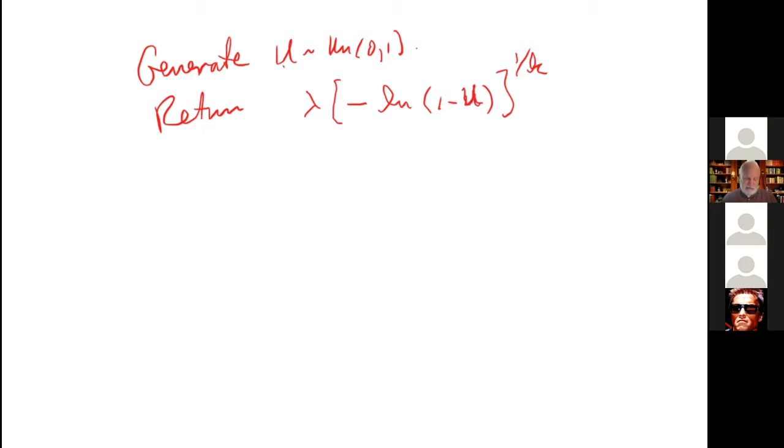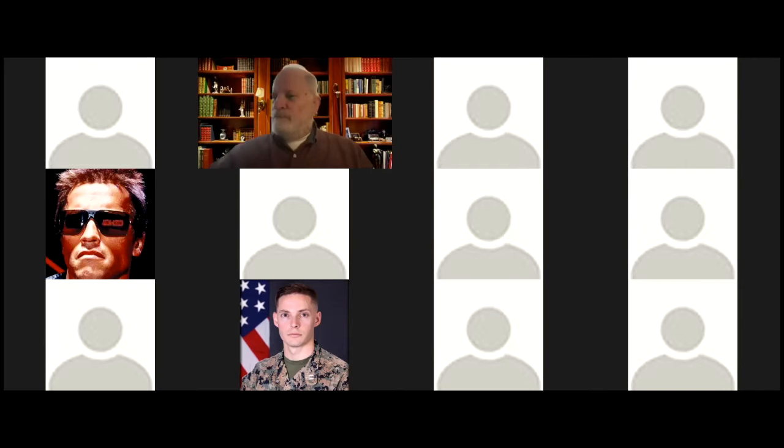Keeping in mind that in Java, ln is depicted as log for a variety of reasons. Okay, so that's how you go about doing it. In other words, what you do is you find the CDF and then you try to unravel it and solve for X. Okay, any questions about that so far?